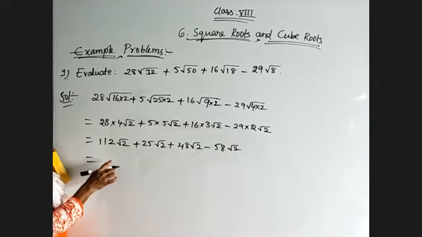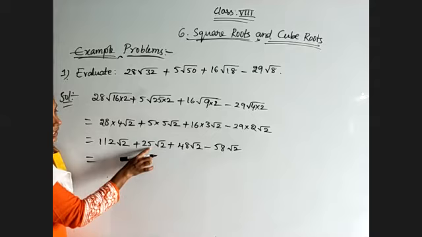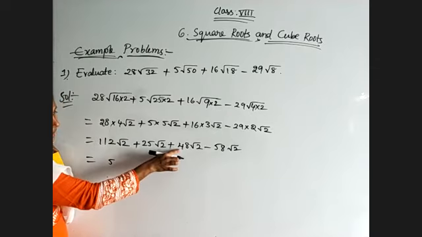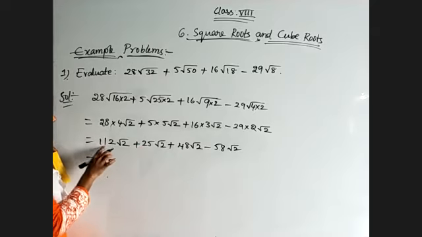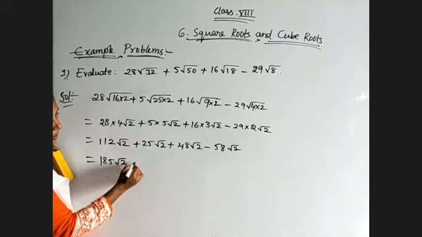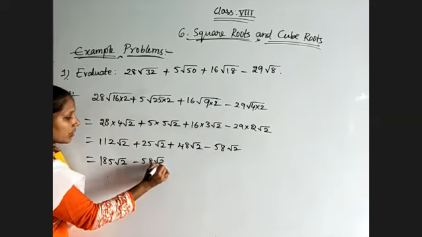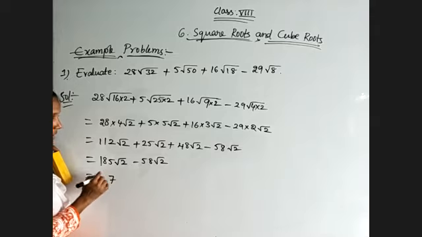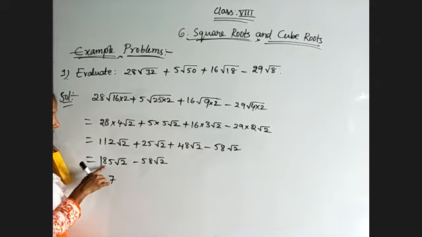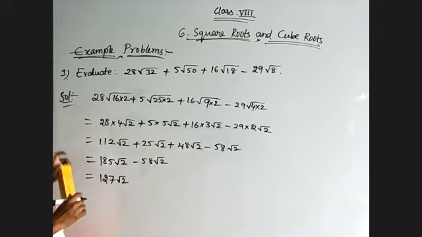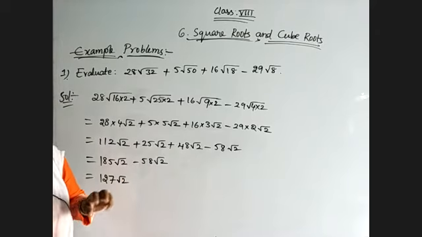So what we will get? 8 plus 5, 13, 13 plus 2, 15. 1 will be carried, 5 plus 2, 7, 7 plus 1, 8. 185 root 2 minus 58 root 2. So which will be equal to 15 minus 8 is equal to 7 and 7 minus 5 is 2, 127 root 2 is the simplified value of this one.